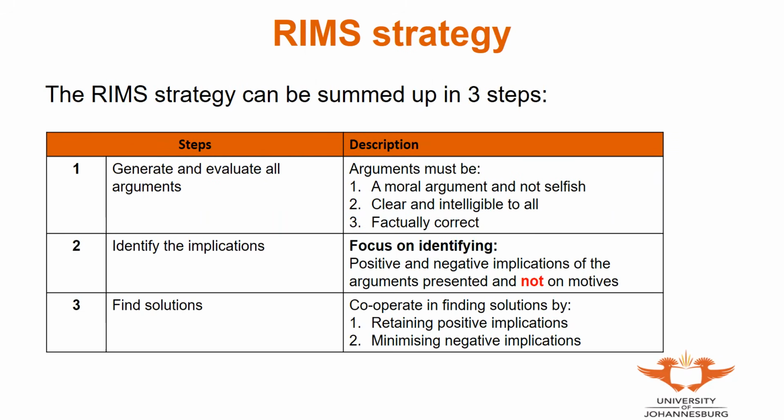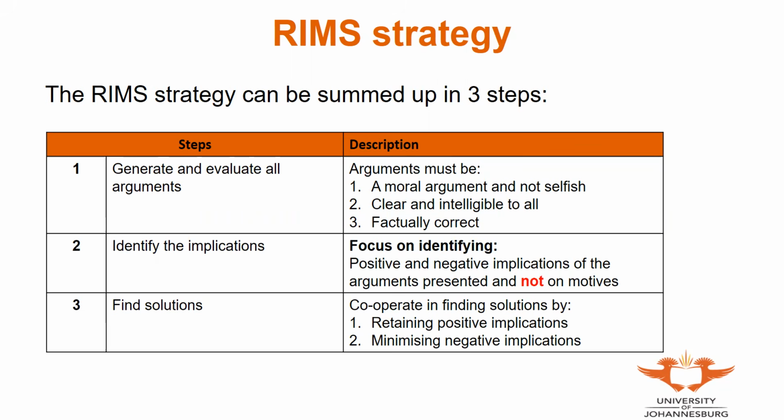So if we look at step 1, it is basically looking at who are the parties that we actually have involved and trying to understand what exactly they are arguing about. And the other point here is, whatever it is that they're arguing about, is this actually an ethical argument? Then the second point, identifying the implications. So here we are looking at, okay, what are the positive things that are coming about as a result of this particular argument? And what are the negative things that are coming about as a result of this particular argument?